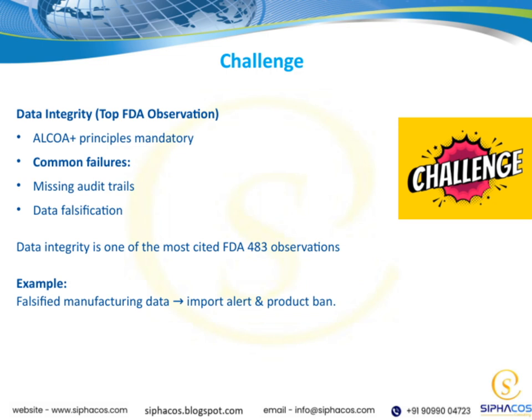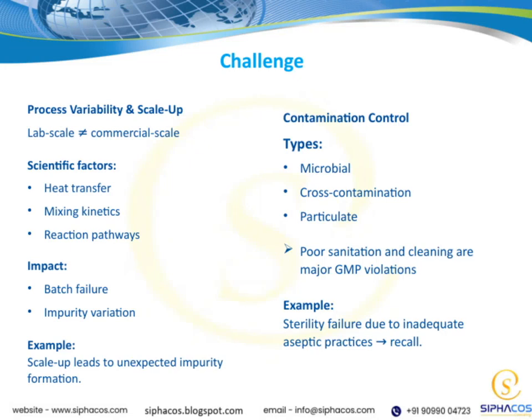Let's talk about contamination control, which is a crucial part of ensuring product quality and safety. There are several types of contamination we need to watch out for: microbial contamination, cross-contamination, and particulate contamination. Each of these can compromise the integrity of the final product. Poor sanitation and cleaning are major GMP violations and can lead to serious issues. For example, inadequate aseptic practices can cause sterility failures, which might result in product recalls, something we definitely want to avoid.